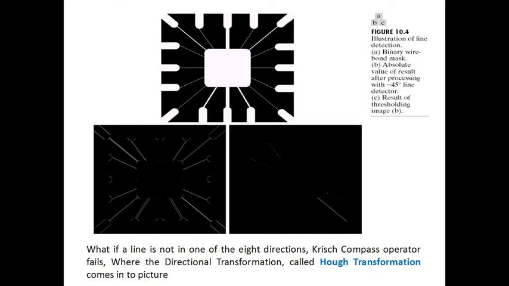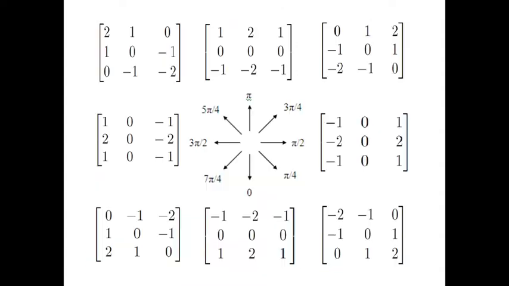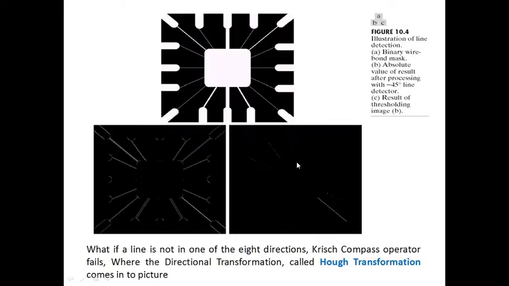When we are discussing line detection in images, we use the Kirsch compass operator, which has 8 different masks separated by 45 degrees. Now, if a line is not in one of the 8 directions, the Kirsch compass operator fails. At that time we also stated that we have to use the directional transformation called Hough transformation, which will be coming into the picture.